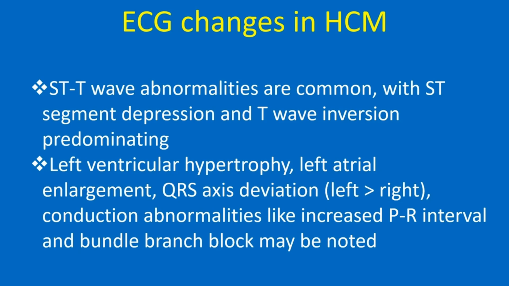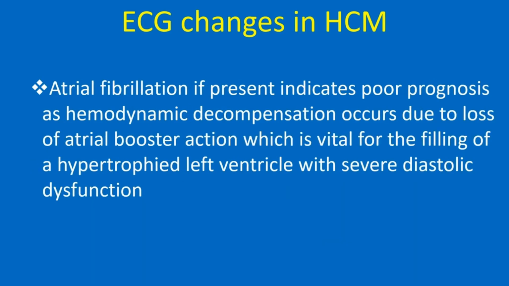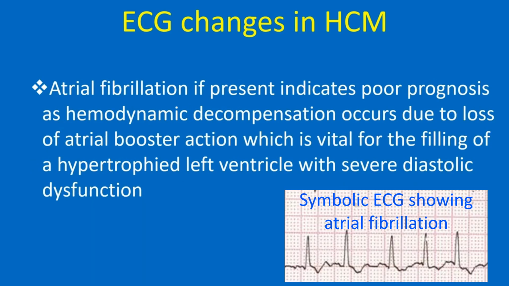ECG changes in HCM: ST-T wave abnormalities are common, with ST segment depression and T-wave inversion predominating. Left ventricular hypertrophy, left atrial enlargement, QRS axis deviation, left more than right, and conduction abnormalities like increased PR interval and bundle branch block may be noted. Atrial fibrillation, if present, indicates poor prognosis, as hemodynamic decompensation occurs due to loss of atrial booster action, which is vital for the filling of a hypertrophied left ventricle with severe diastolic dysfunction.